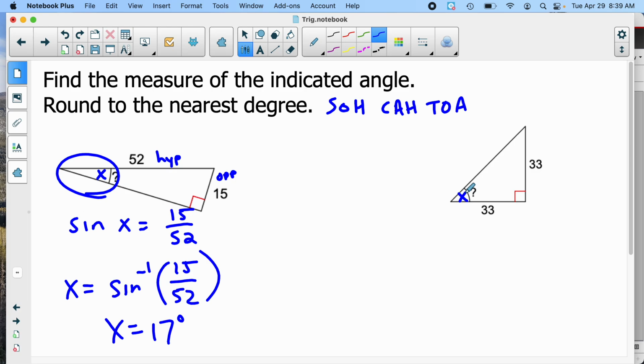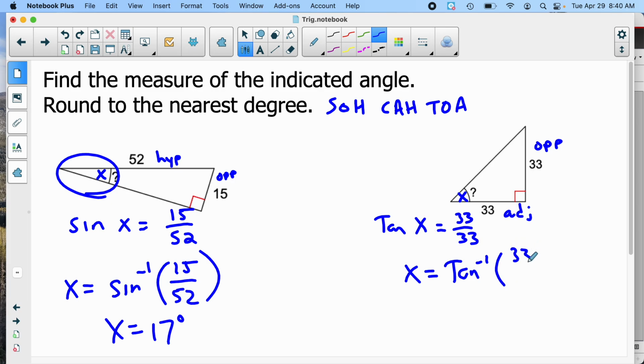Let's take a look at the one on the right. Again, I'm solving for this angle x. Based on x, I have an opposite and I have an adjacent. That looks like tangent to me. So I'm going to go tangent of some angle x, and that's going to equal opposite over adjacent. Oh, something cool is going to happen here. Wait till you see. So x equals the inverse tangent of 33 over 33.